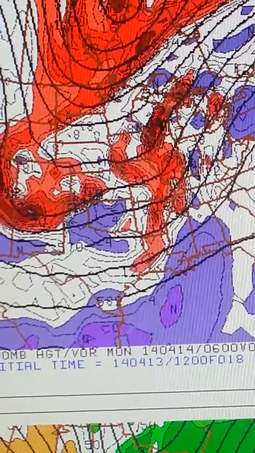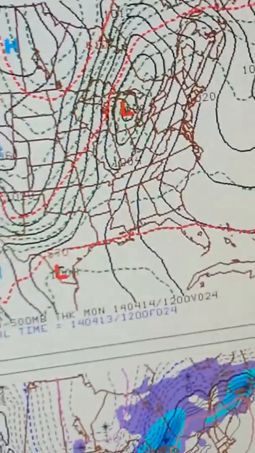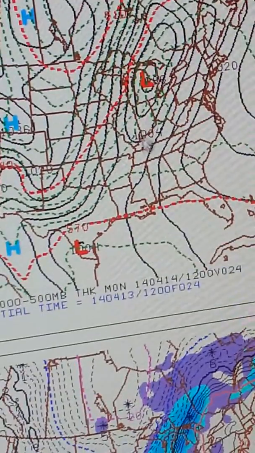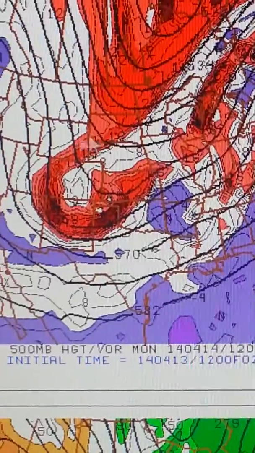Moving ahead, you can see your waves are moving to the north and east. So now your area of low pressure that's draping a cold front back to the south is now over Michigan here. And then behind it, what do you have? You have another trough coming in.